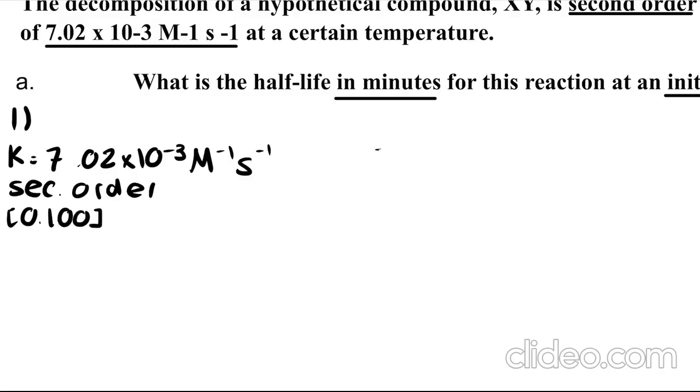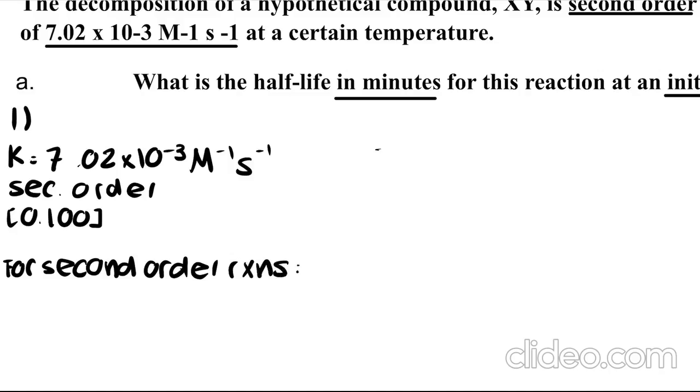Now this question is asking us for the half-life in minutes of this reaction, and we know that it's a second order reaction. Using this, we can go back to our formulas for the half-life of second order reactions and find that the half-life of a second order reaction is equal to 1 divided by the rate constant k multiplied by our initial concentration. So now we have our values, our variables, and our formulas.